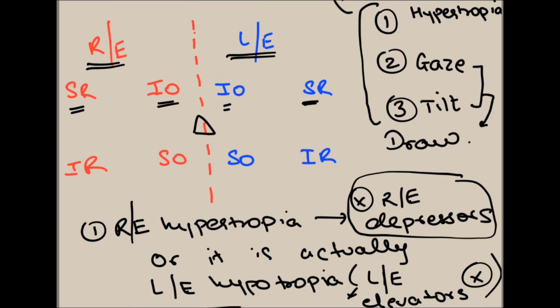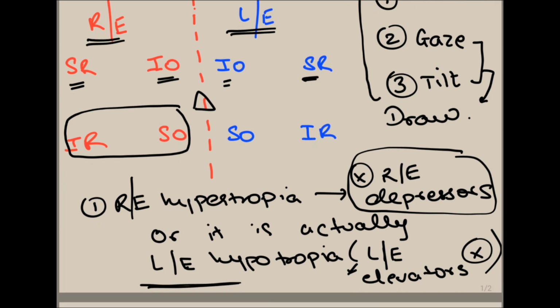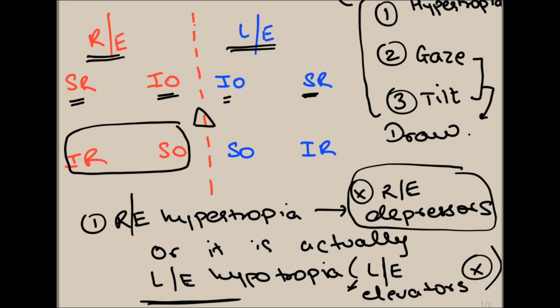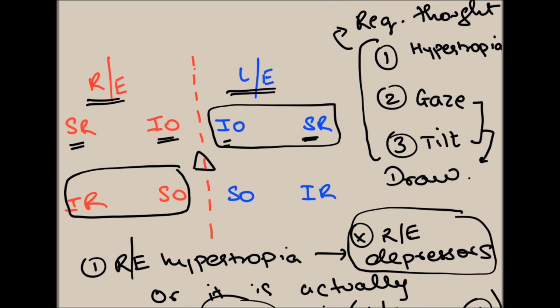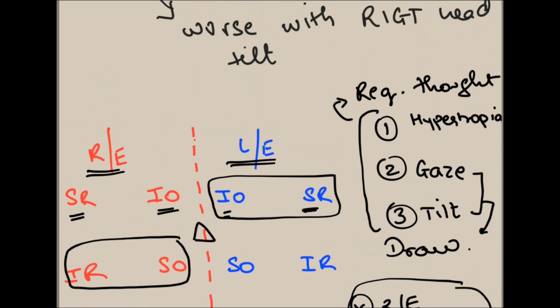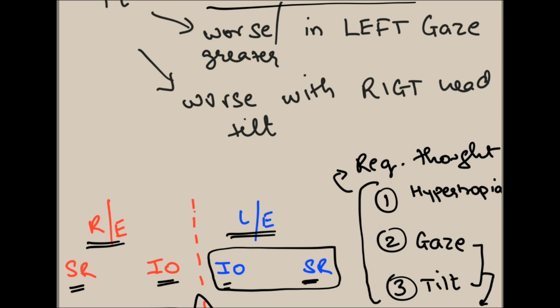So right eye hypertropia, that means that right eye depressors can be defective, or it is a left eye hypotropia and left eye elevators are defective. So we're done with our first step, the only step which required some thought from our side. The next two steps require us to read the question again.